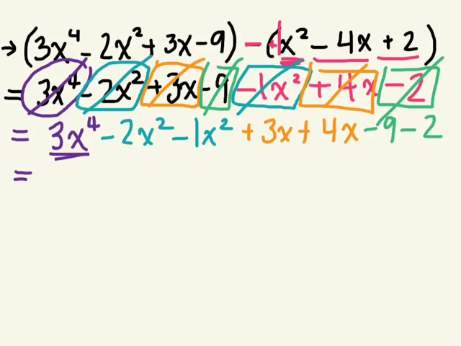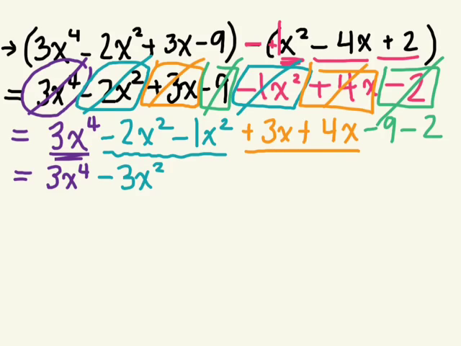Now we group, and I color-coded it so you can see which terms you're going to group together. Can I group anything with 3x to the power 4? Nope, so that stays the way it is. Then we have negative 2x squared, take away 1x squared. What's a negative 2? Take away 1. Good. Negative 3x squared. Then we have positive 3x plus 4x. What's a positive 3 plus 4? Positive or negative? Positive 7x.